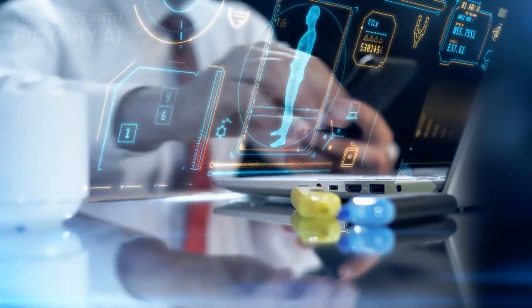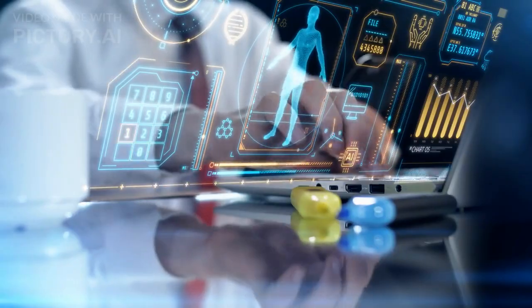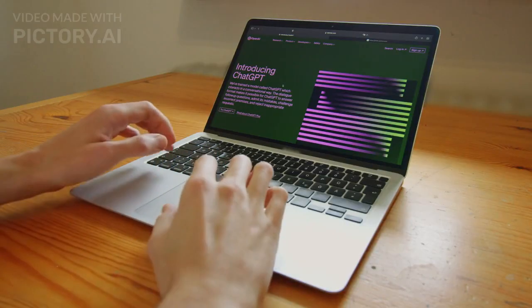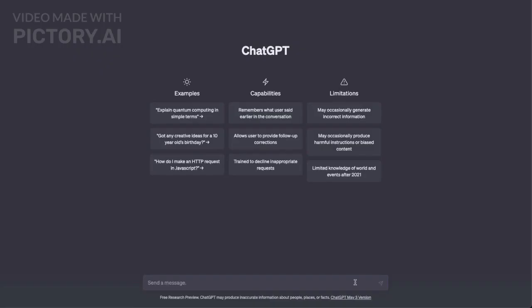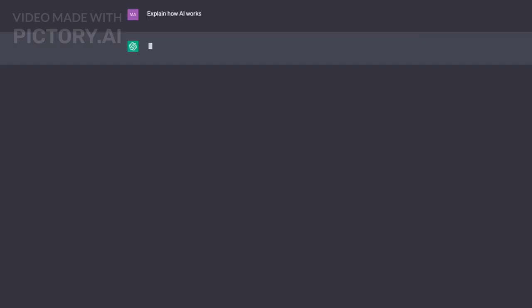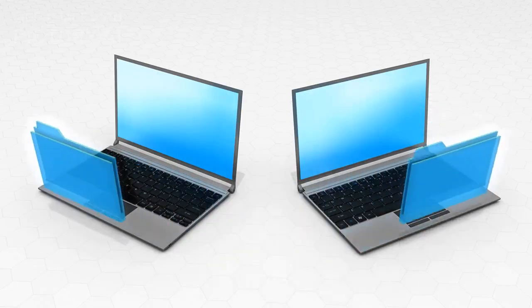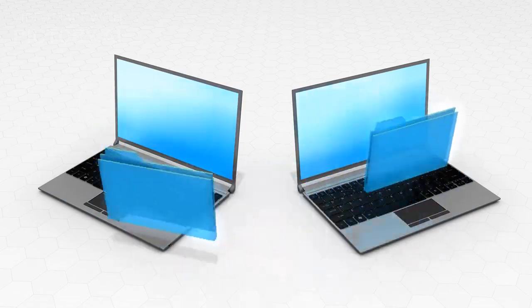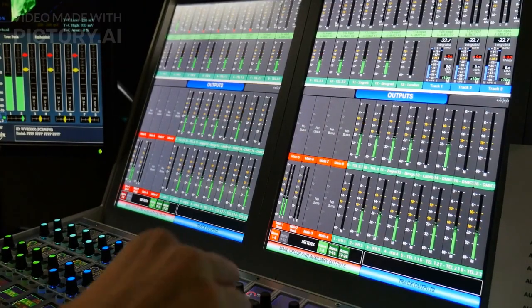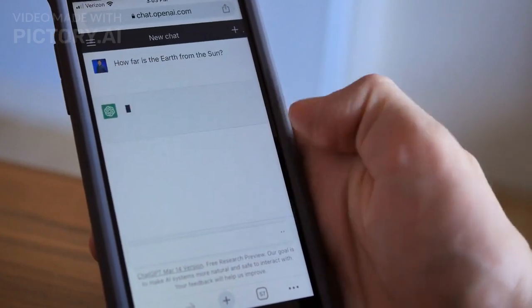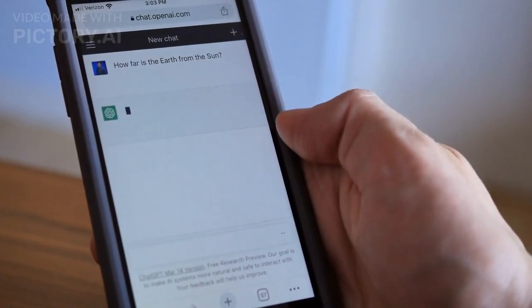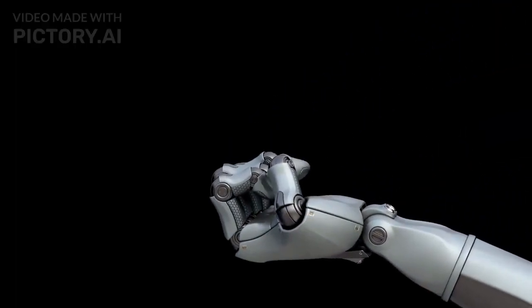Today, we're diving into the exciting world of artificial intelligence and exploring one of its most groundbreaking advancements, GPT-4's multimodal capabilities. That's right. GPT-4 is not just a text-based AI. It can now process multiple types of data, such as images, video, and audio, to provide even more accurate and meaningful responses. Join me as we take a closer look at how GPT-4 is revolutionizing the way we interact with AI.